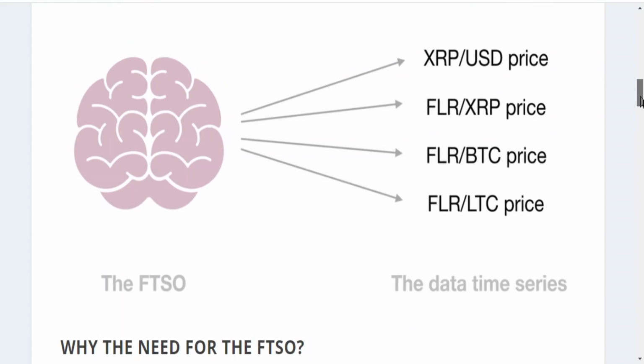So these are some of the examples of the data time series of the price feeds that will be available with the FTSO. So we'll have XRP USD, Flare XRP, Flare BTC, Flare LTC. Now BTC is just shown here because it's probably the next future FAsset and probably the biggest of them all after XRP. But you could add Doge to this list. This was just an earlier blog.